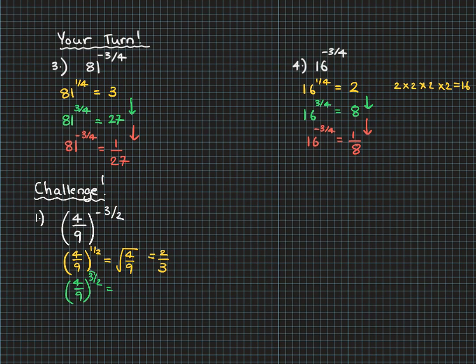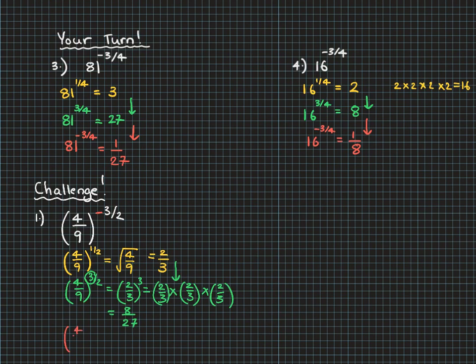Now, this 3 here means cube, so it means take this answer here, 2/3, and cube it, which means 2/3 multiplied by 2/3 multiplied by 2/3. What's that equal to? It's equal to 8/27.